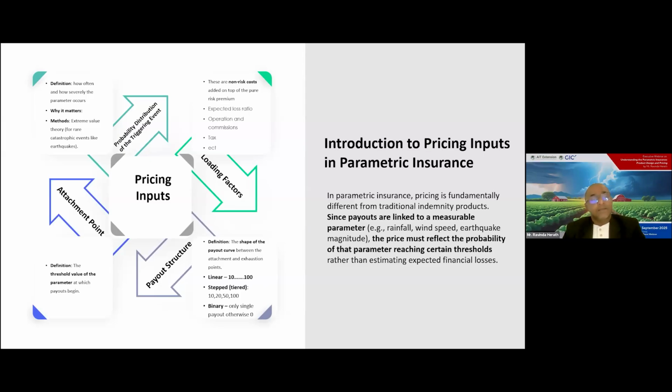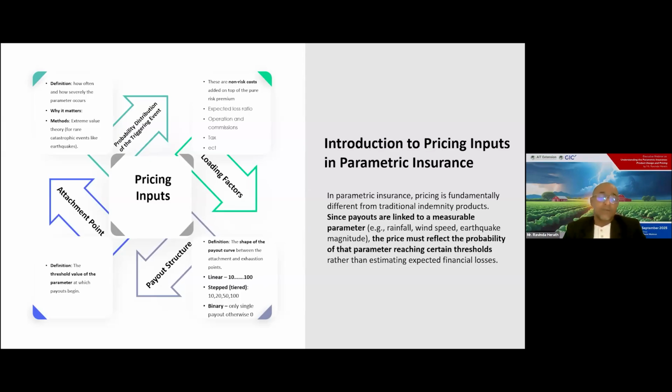The final factor to be considered in pricing input is the attachment point. The attachment point is where this product starts to pay, right? The payment start point is very important to mitigate the basis risk as well, because if we keep a higher starting point for the payout, then it takes more severity to reach that attachment point to make the payout.